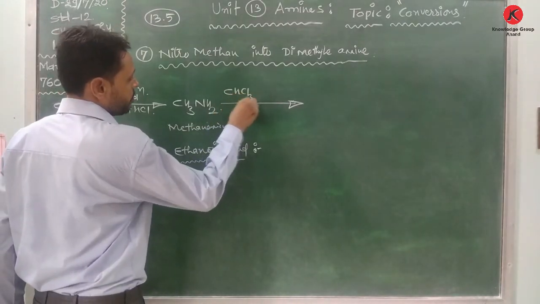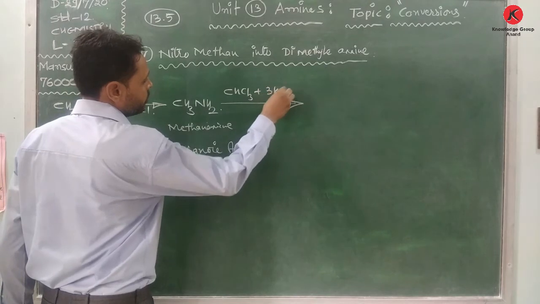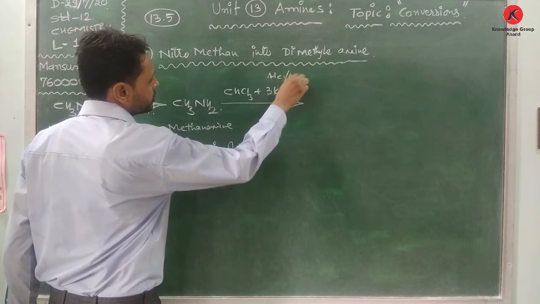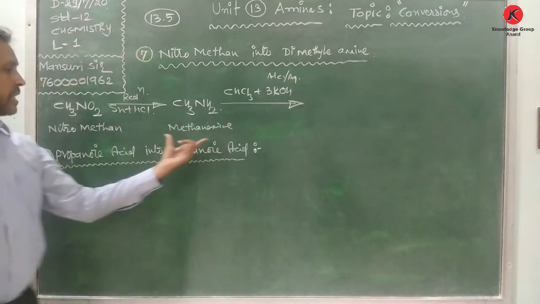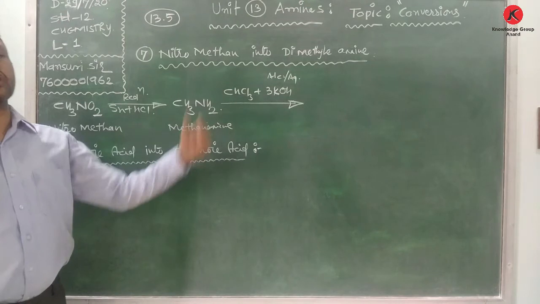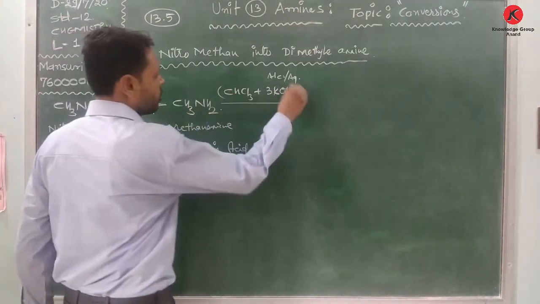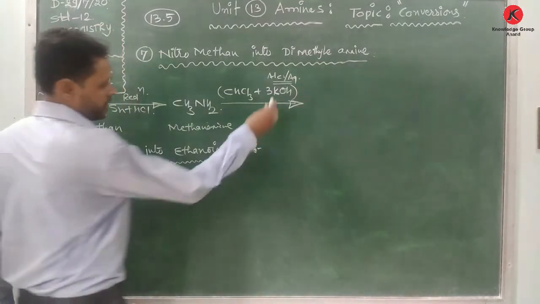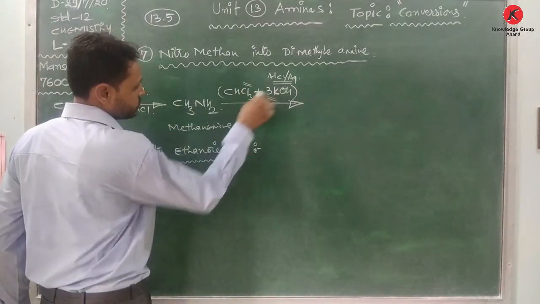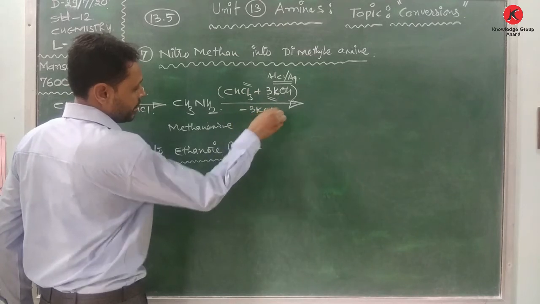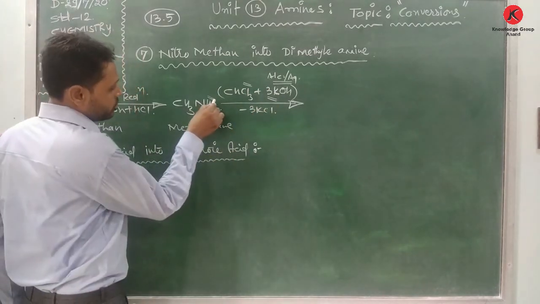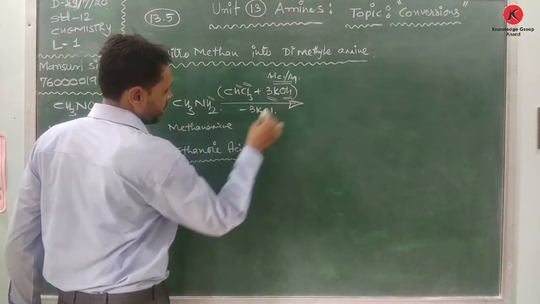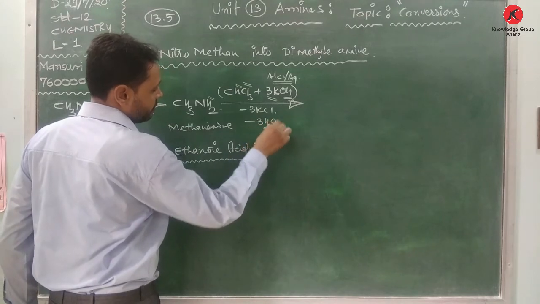Now methanamine reacts with the mixture of chloroform and alcoholic 3 moles of KOH. It should be alcoholic, not aqueous. Then what will form? 3K removes with Cl, so we can obtain 3KCl. Thereafter 3 hydrogen removes with 3 hydroxide, so that is why 3 water will be formed.